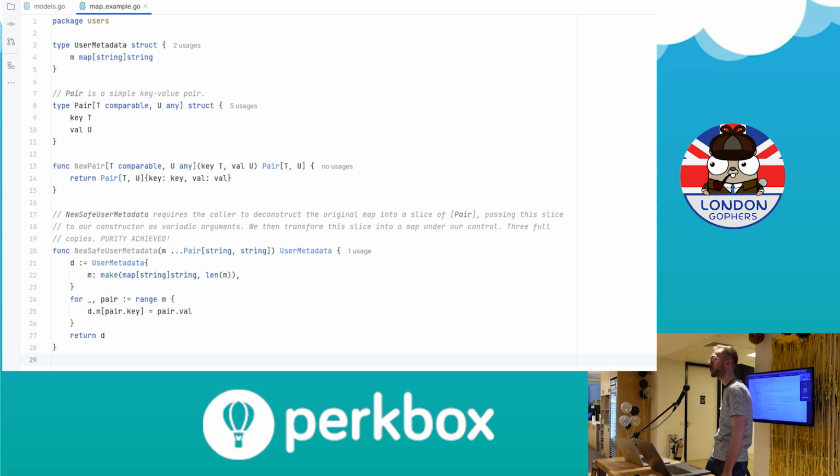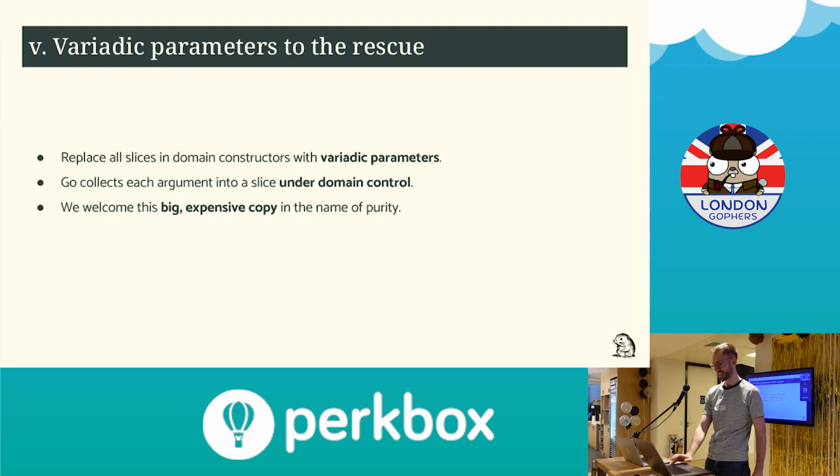And then all the caller into our domain has to do is decompose their map into a slice of these pairs. They simply spread those pairs into our domain constructor, where Go very, very conveniently for us copies them into a slice. And then we iterate over that slice and in fact reconstruct the map. 3 copies, ladies and gentlemen, 3 copies.